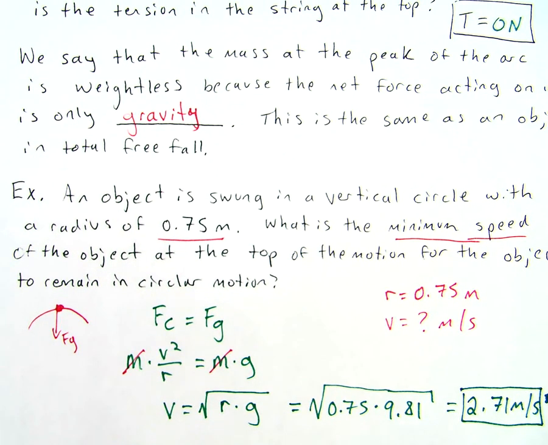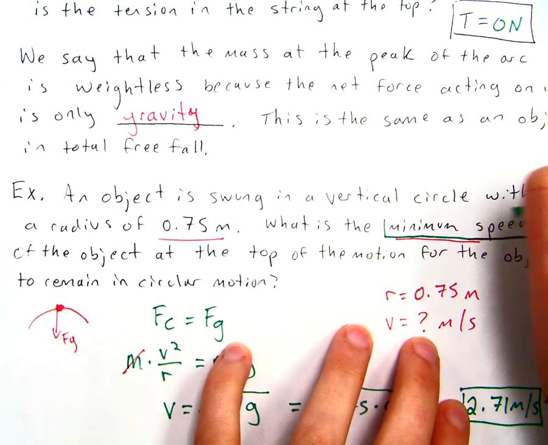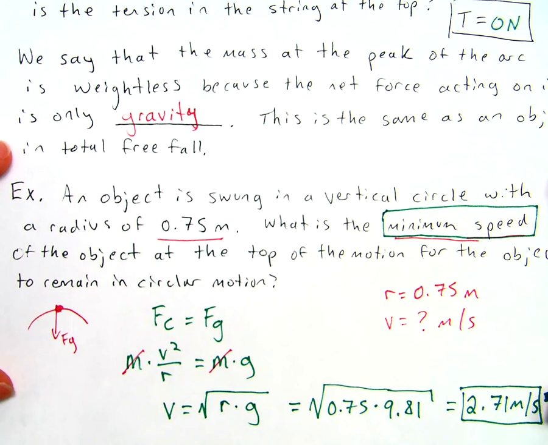So this is a special case of circular motion. This method should only be used if you have this phrase, minimum speed. If you have the phrase minimum speed, the only force acting on it is the force due to gravity.